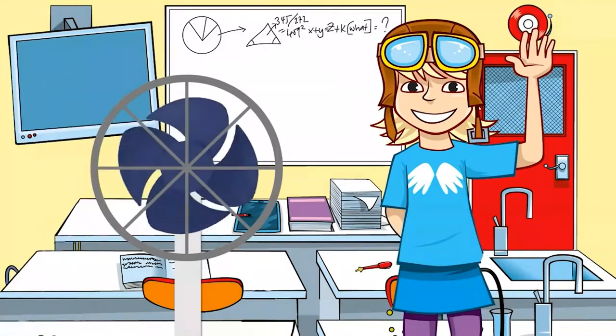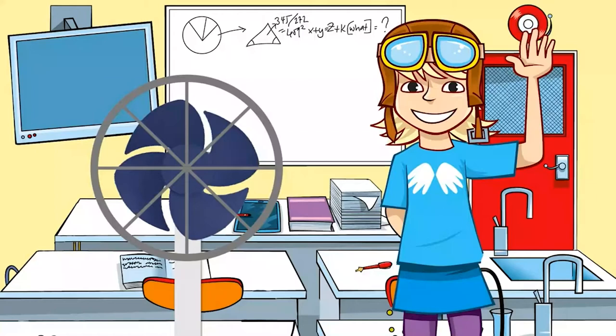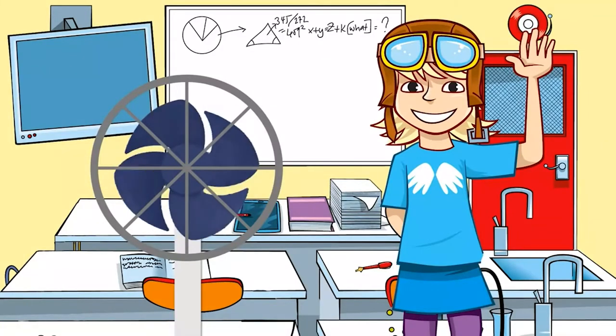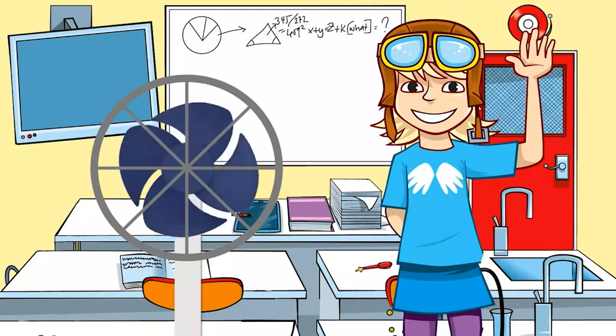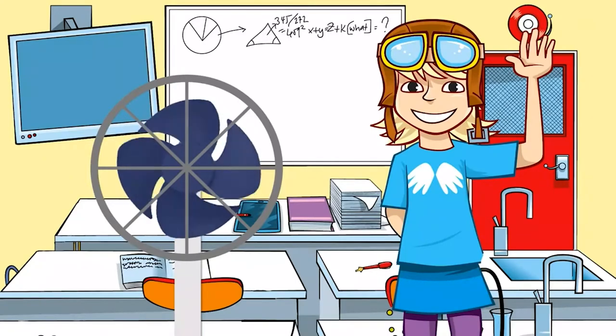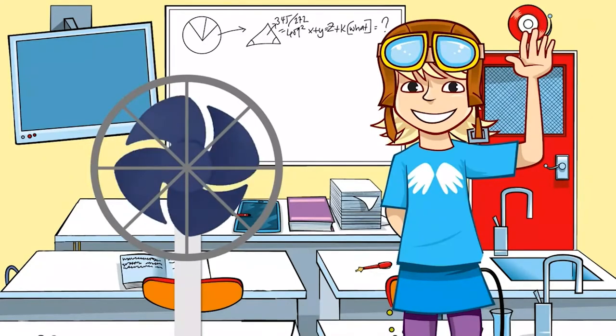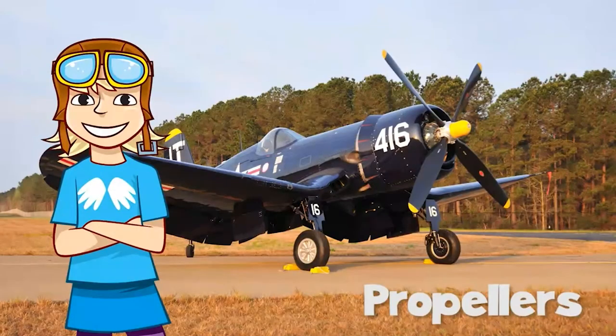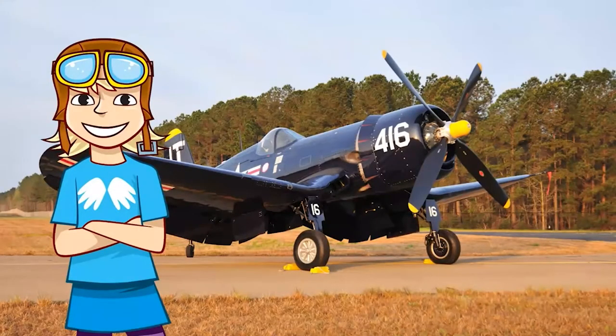On a hot day, it's lovely to stand in front of a fan. All that nice cool air being blown around. Ah, that's much better. I bet you didn't know that this fan's got something in common with some types of aircraft. Can you guess what? Propellers! The propellers on some aircraft and the blades of a fan work in a similar way. Although the propellers on planes aren't there to cool you down.